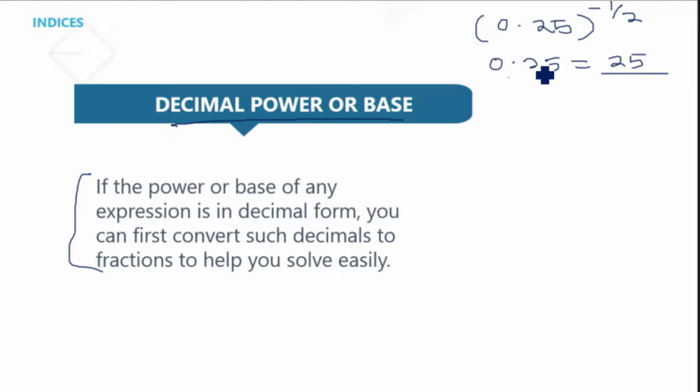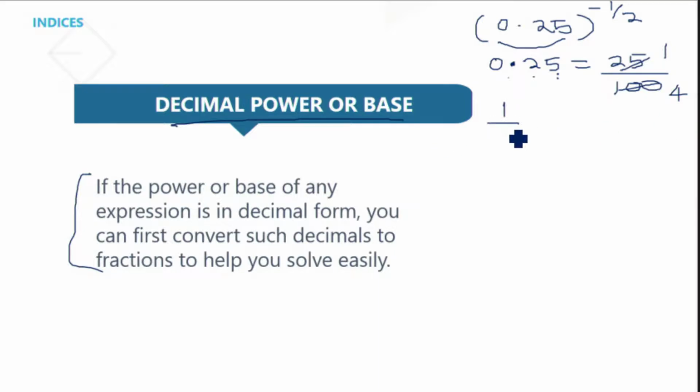So 25 over what? The last decimal number here is 5, and the place values are tenth and hundredth. So we have 25 over 100. We can reduce this further: 25 divides 25 to give us 1, and 25 divides 100 to give us 4. So this is the same thing as 1 over 4.